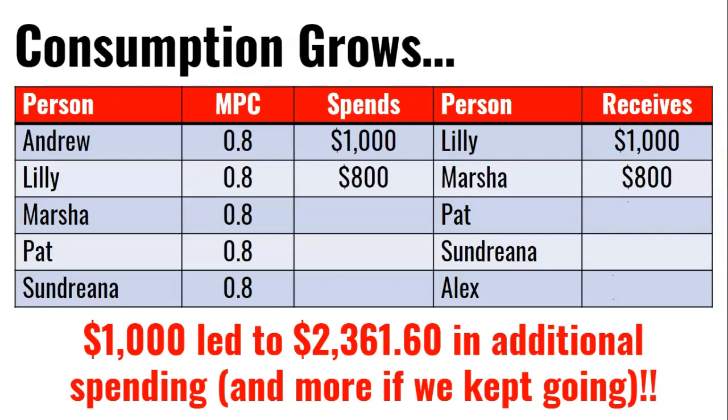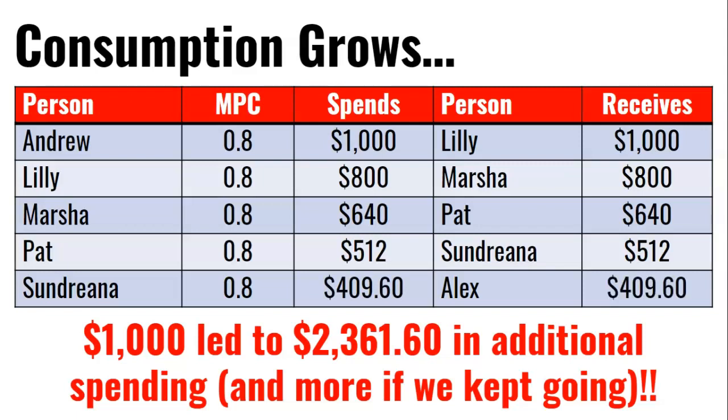Marcia is going to save 20%, spend 80%, which means that now she's going to spend $640 with Pat, who now has $640 in new income. He'll spend 80% of that at Sundriana's shop. Now she has $512 in new income. She spends $409.60 worth of that with Alex, who receives $409.60, and it goes on and on and on. So at this point, without continuing to go through the process, we've seen that Andrew's initial increase in spending of $1,000 has led already to $2,361.60 in additional spending beyond what he did. And there would be even more if we were to continue going through this process.